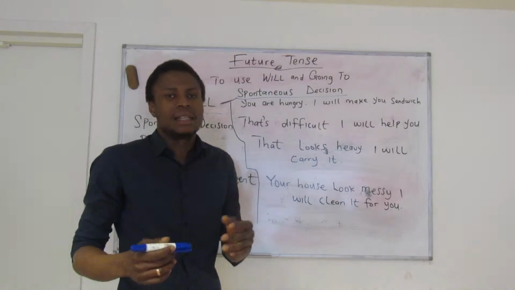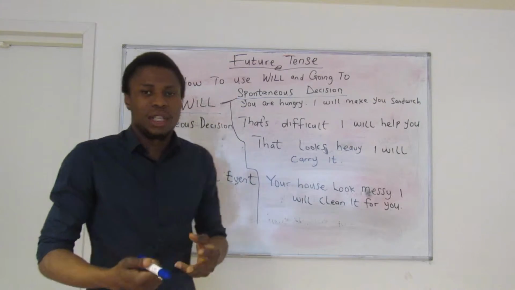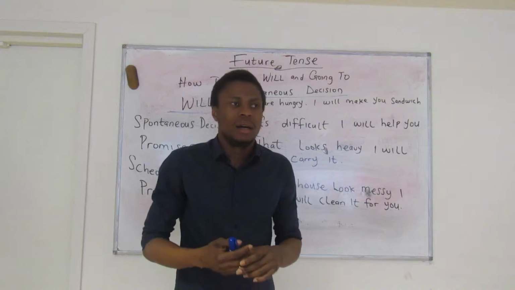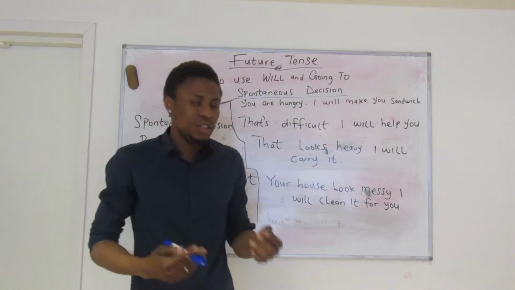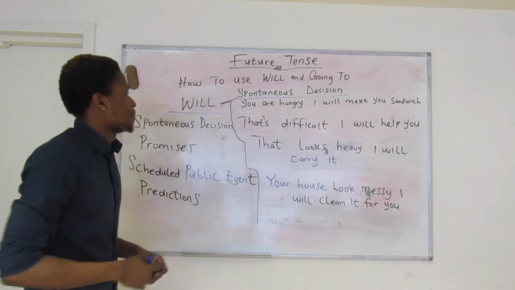Now let's take examples of spontaneous decisions. When we talk about spontaneous decisions, we are talking about the kind of decision you make instantly, without thinking twice, without taking your time. You just make it because you see something. So now let's take some examples.